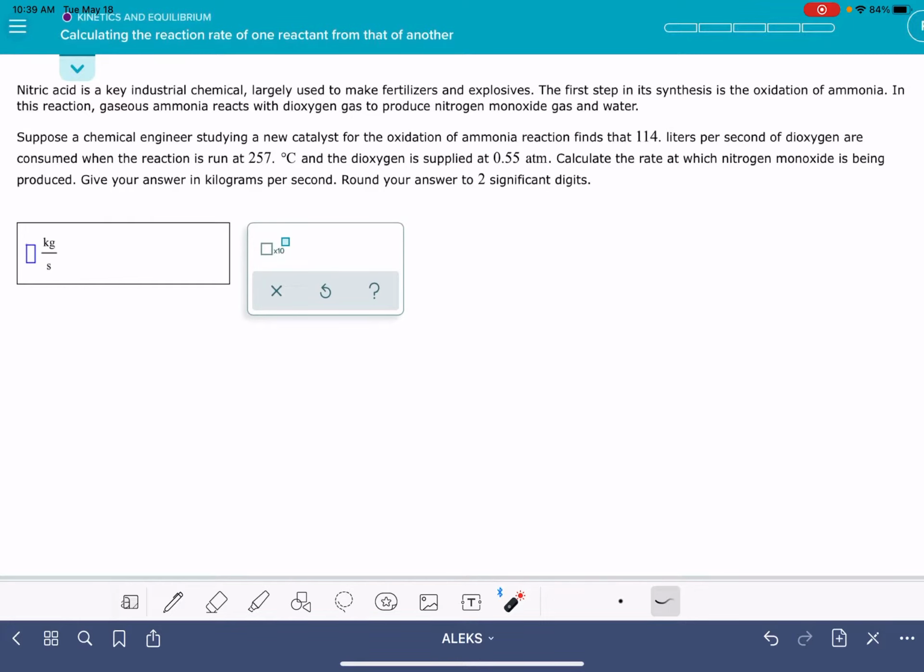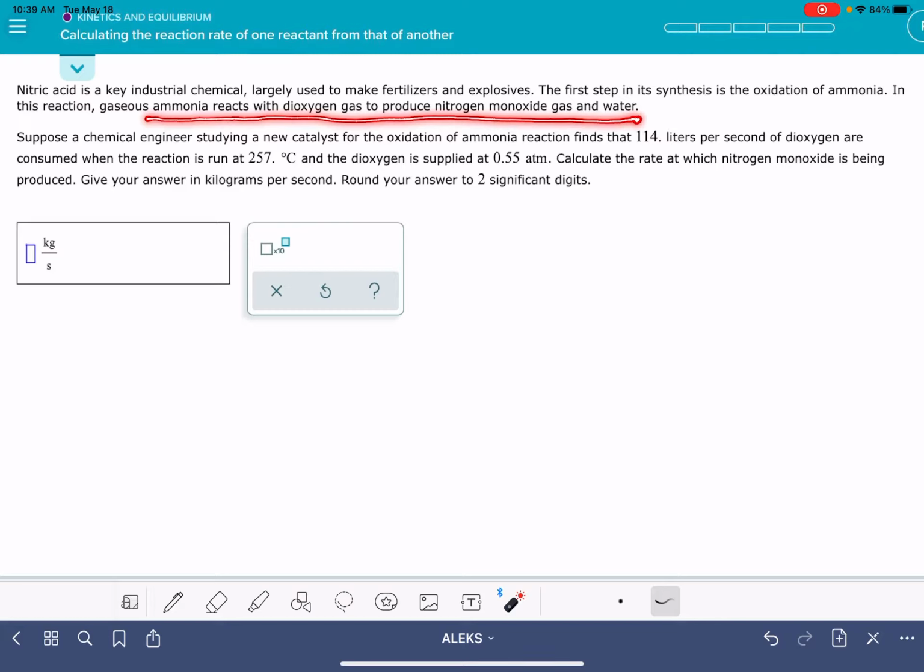The very first thing that we're going to need to do is dig through all of these words and find the chemical reaction that's actually taking place, write out an equation, and balance it. And so this is telling us in this reaction, gaseous ammonia reacts with dioxygen gas to produce nitrogen monoxide gas and water. There's our chemical reaction.